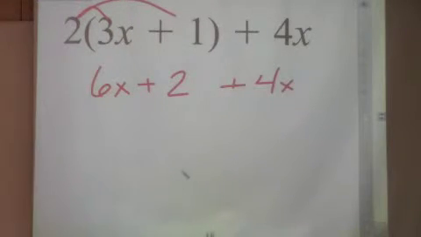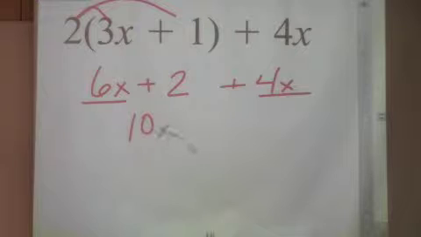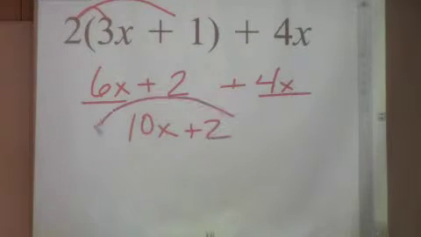So what are the like terms up there? 6x and 4x. So what can you do with those two terms? Makes 10x, 10 x's, plus 2. And we can't forget about our plus 2. And we're set, okay? How about this one though?